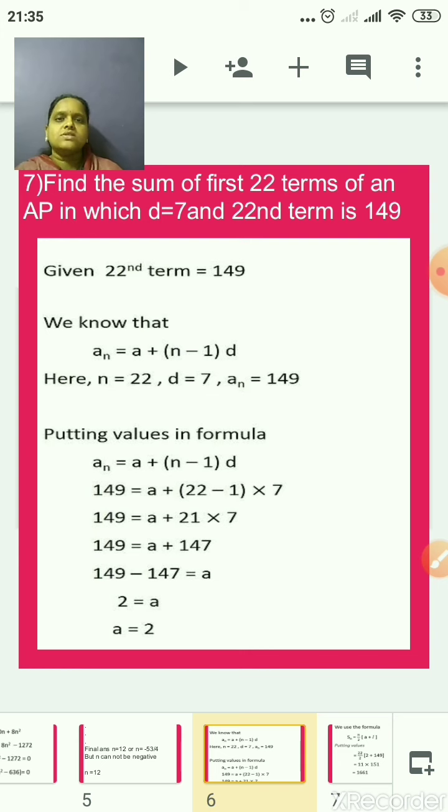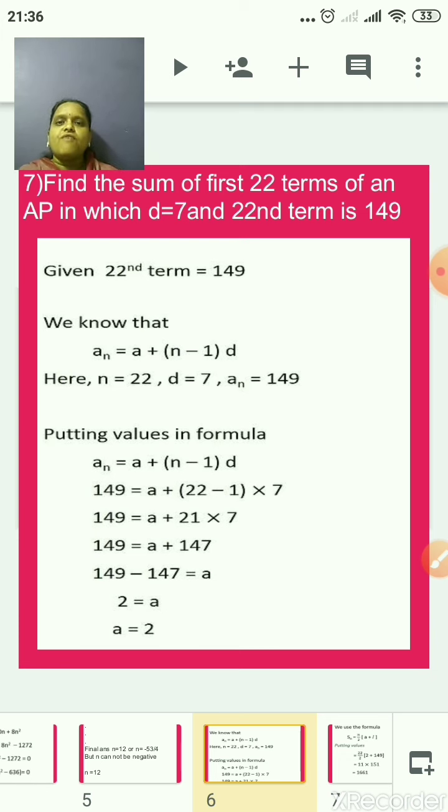Find the sum of first 22 terms of an AP in which d equal to 7 and the 22nd term is 149. Okay, if you see, in all the sums the formula is nothing but the same. We just have to identify the given, what to find, and substitute. That hint you should get from yourself on how to solve. If you have that technique, then all these sums are very easy for you. You can solve any type of sums of AP. For that, your concept should be very clear.